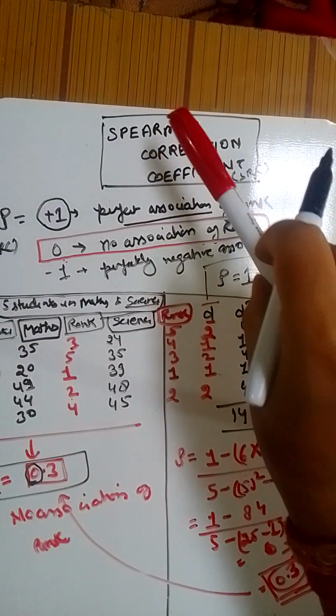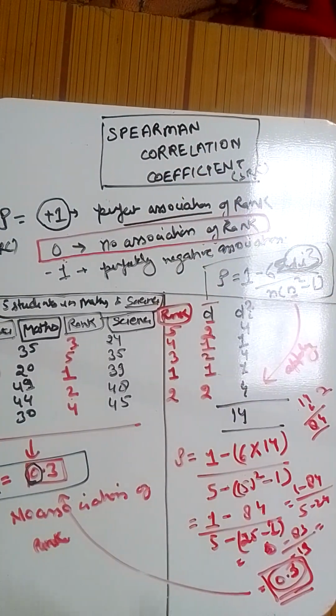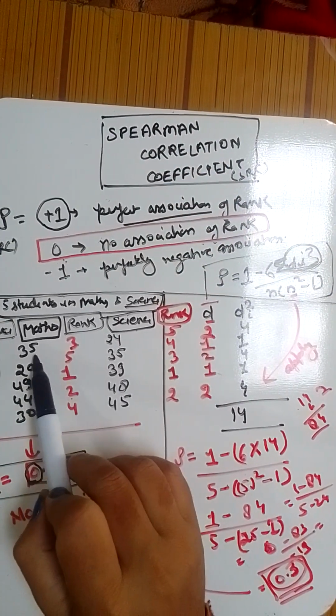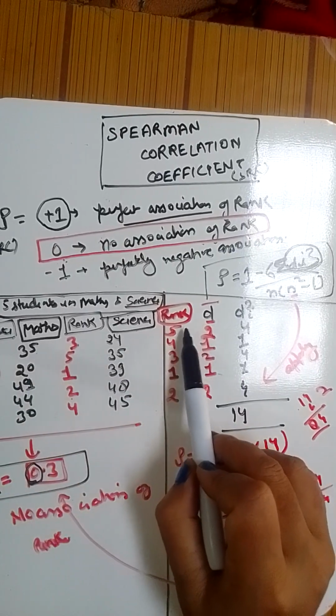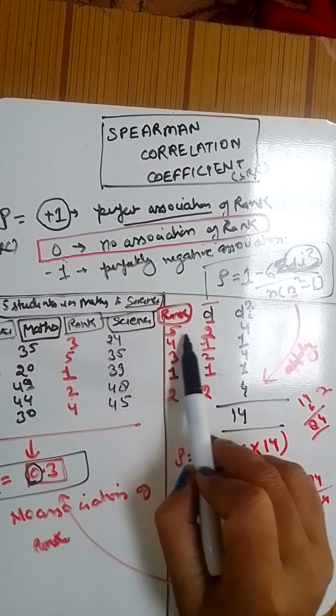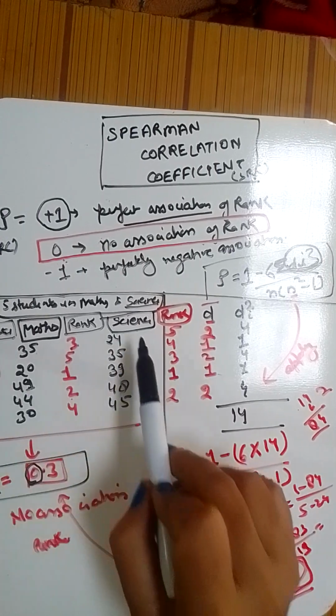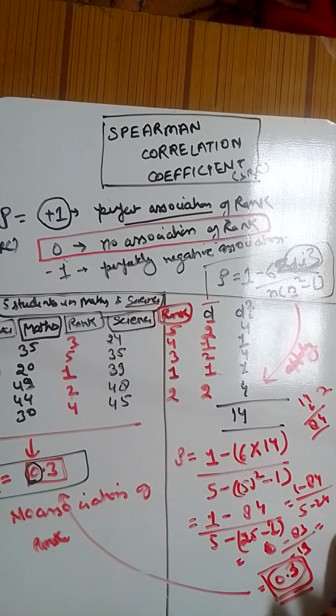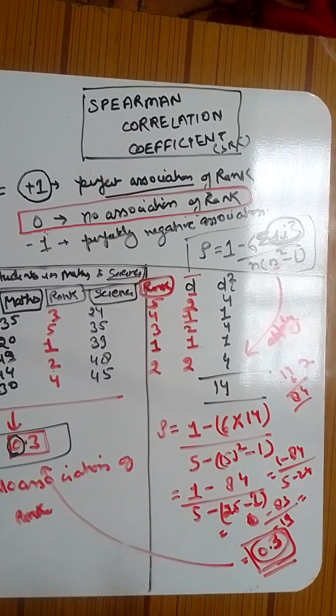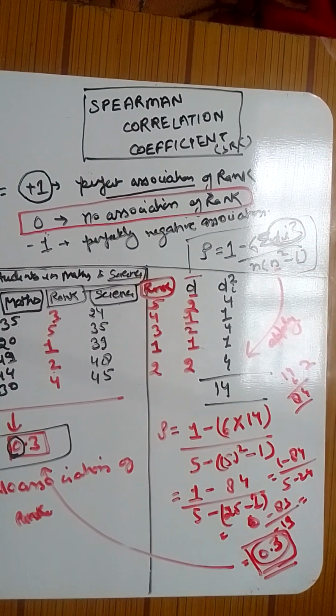So this is called the Spearman correlation coefficient. If maths rank is monotonically increasing while science rank is monotonically decreasing for the same students, this is called the Spearman correlation coefficient. So this is all for today's topic, and this is the finishing part of the Spearman correlation coefficient.